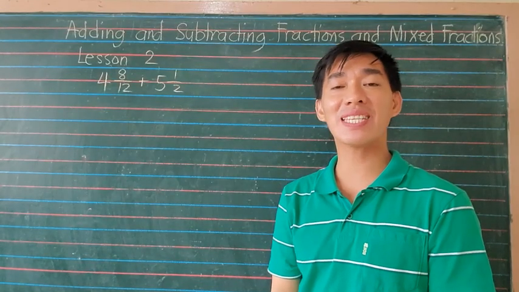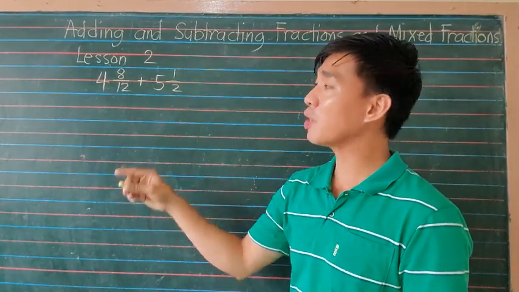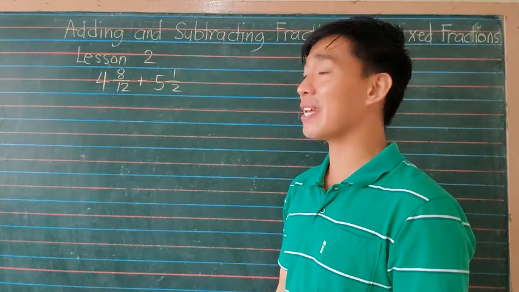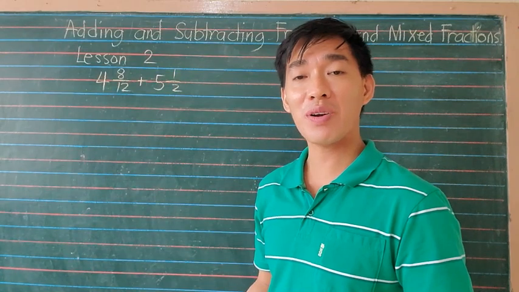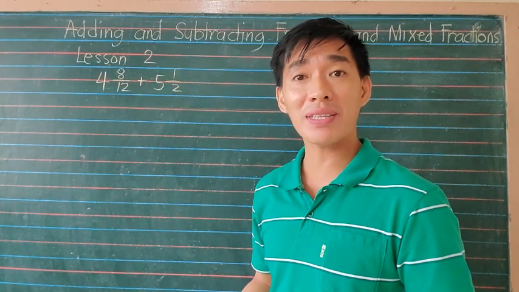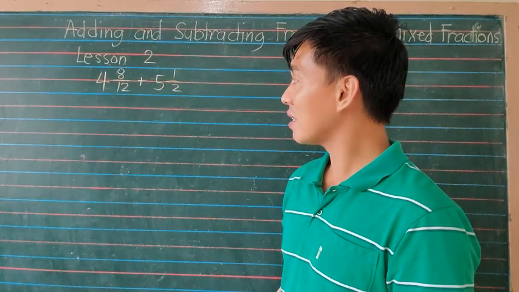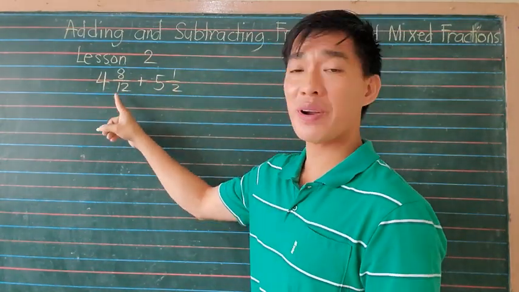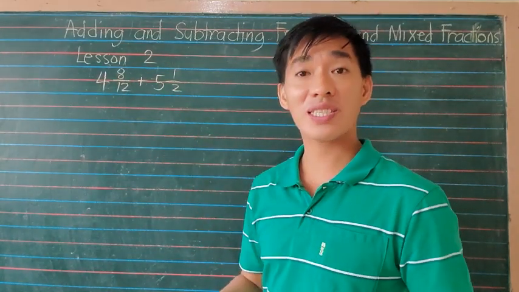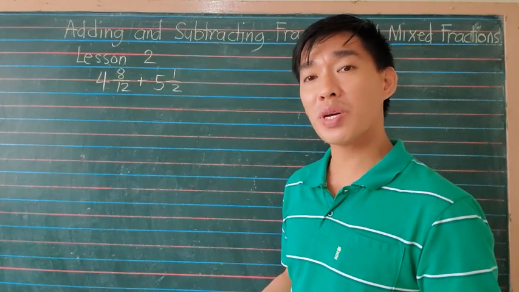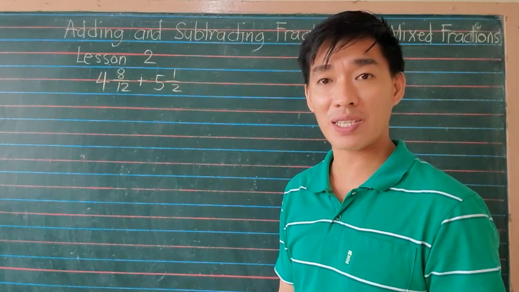Let's now proceed to lesson number 2, that is page 8 of your module. This time, how do we add 4 and 8 twelfths and 5 and 1/2? Of course, the same rules that we have to follow, that we will just copy the common denominators and add the numerators. In this case, we do have different denominators. They are dissimilar fractions. So, a challenge again. All we have to do is express these two fractions into similar fractions.